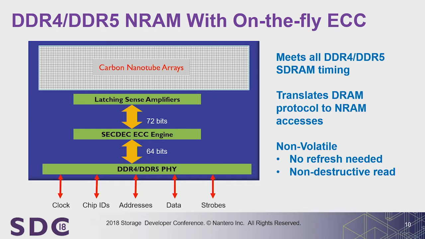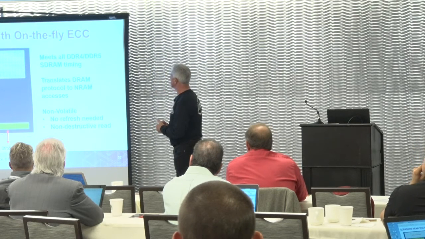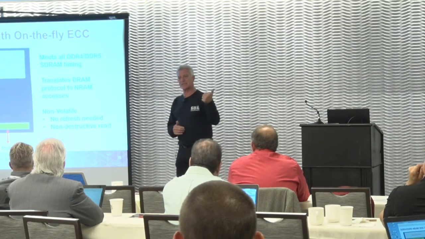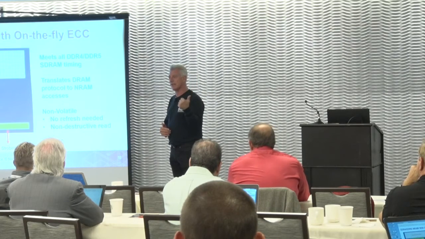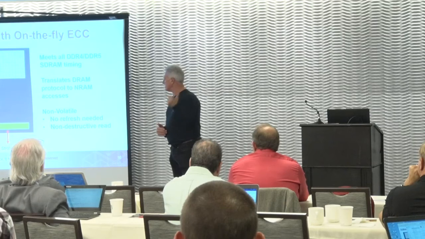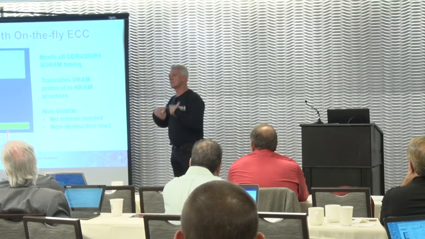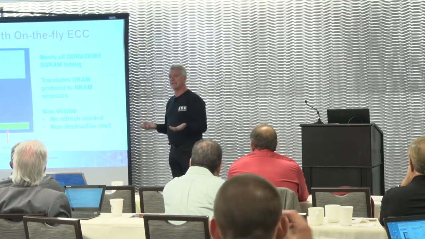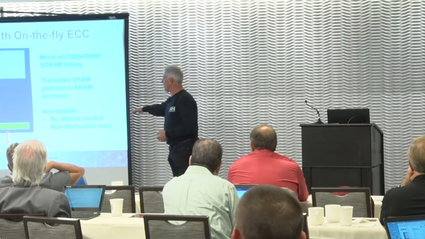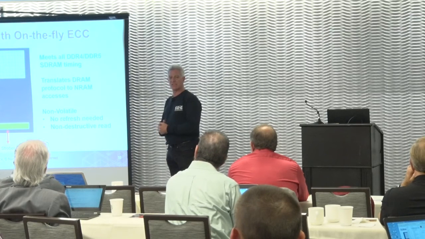It is in DDR5. DDR4E was a device that had been proposed in the industry that would have added this ECC. We've just taken it one step further and incorporated it right into our DDR4 interface as well. So what does this give you? Well, it gives you a device that's going to meet all of the timings of a DDR device. It's going to provide non-volatility. And that's kind of the purpose of this talk, is to talk about the non-volatile aspects of a DRAM class device.